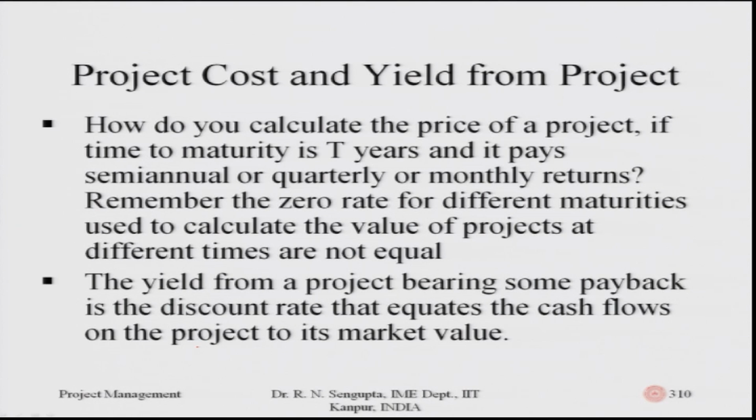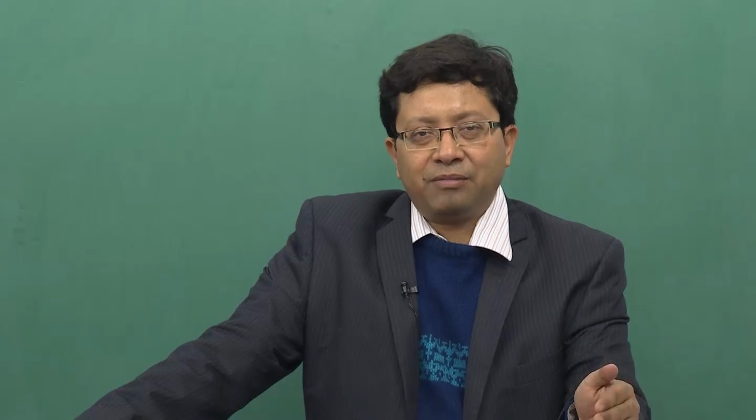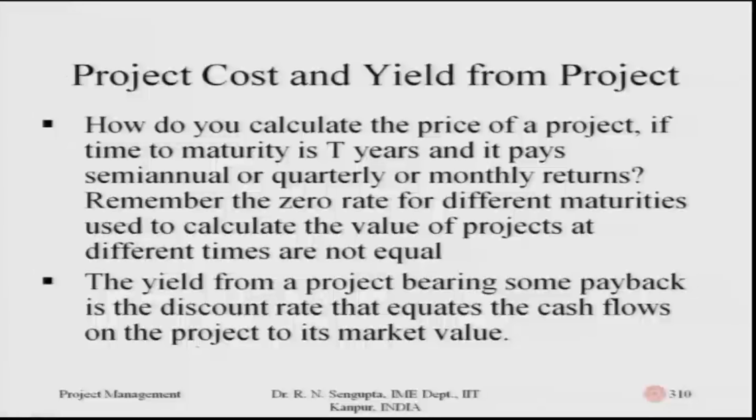So, how do you calculate the price of a project? If time to maturity is 3 years and it pays semi-annual or quarterly or monthly interest. There, if you remember, I did mention interest rate is calculated on a per annum basis, but the payment can either happen quarterly or semi-annually, on a daily basis, on a weekly basis, whatever it is. So, remember the zero rate for different maturities used to calculate the value of the projects at different times are not equal. So, zero rates may be different for different time periods, and rightly pointed out in the discussion in the last 10-15 minutes.